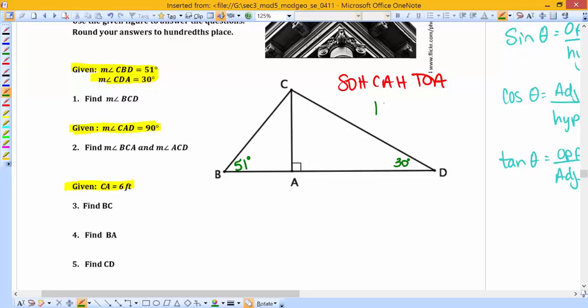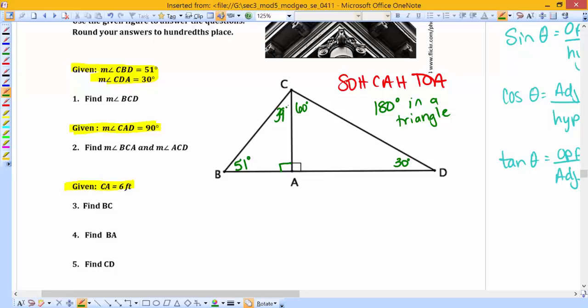We also need to remember there are 180 degrees in a triangle. So use your calculator, whatever you need to do. If this is 90 and this is 30, I subtract that from 180 and I get 60 degrees. This is also 90. The other side of angle A is 90 degrees. So now I can do 180 minus 90, not plus, minus 90 minus 51, and I am left with 39 degrees. So I have all those angle measures in there now.